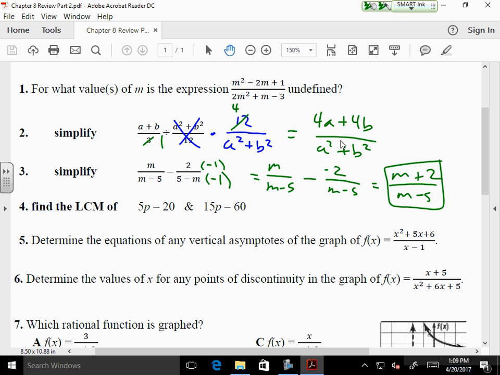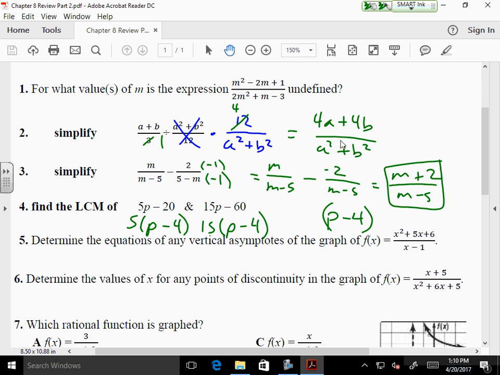Number 4, we need to find the least common multiple between those two. If we factor it down, then the least common multiple needs to have every factor that shows up. And it needs to have the largest power of each, like if a p squared was the biggest one, you go with that, but this one doesn't have one of those. This just factors down to 5 times p minus 4 and 15 times p minus 4. So they both have a p minus 4 as one of the factors.